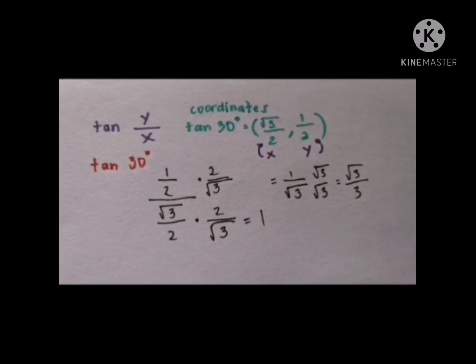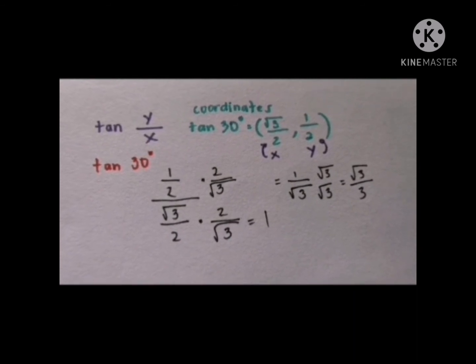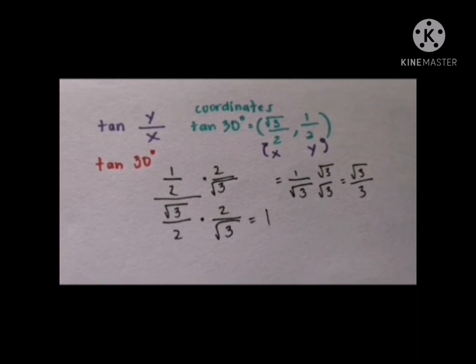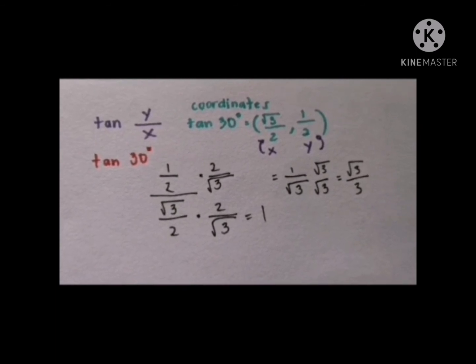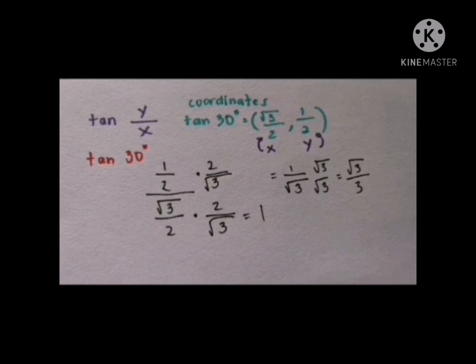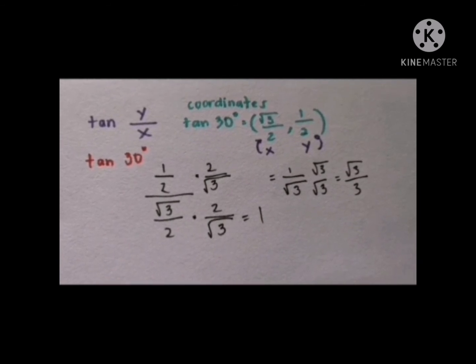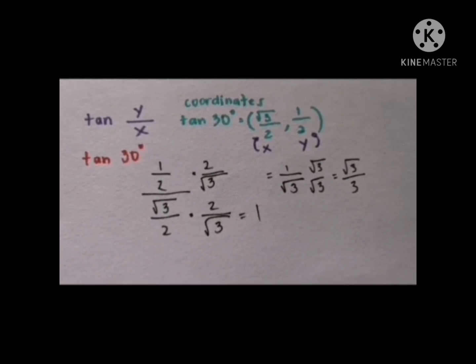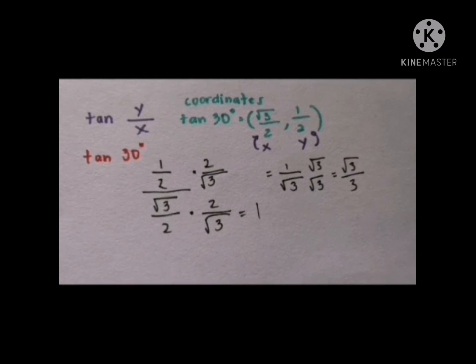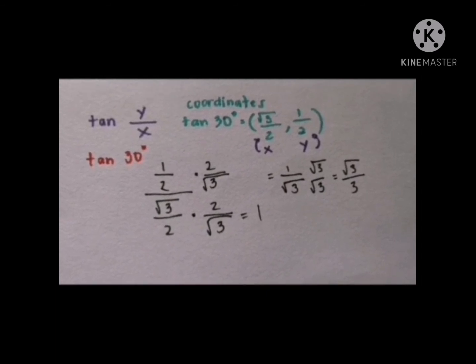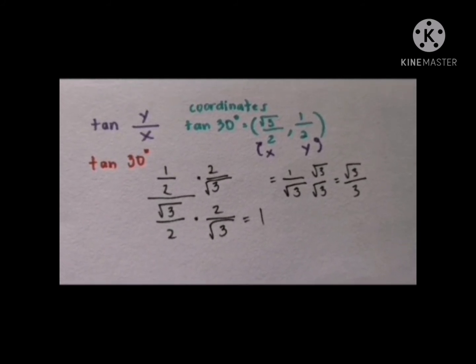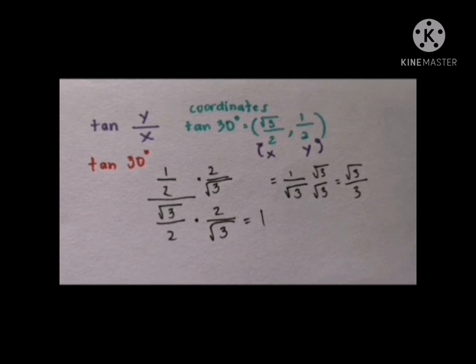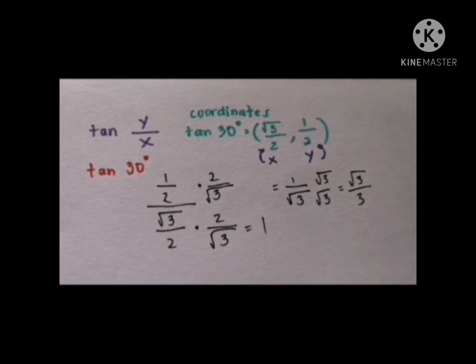First problem, all we have to do is plug in all the coordinates to their proper places. So, tangent is y over x, so tangent 30 degrees is 1/2 over square root of 3 over 2. We're going to take the reciprocal of square root of 3 over 2. That will be 2 over square root of 3. If we cancel that out, that will be equal to 1. What we multiply below will also be applied in the upper part of the equation.